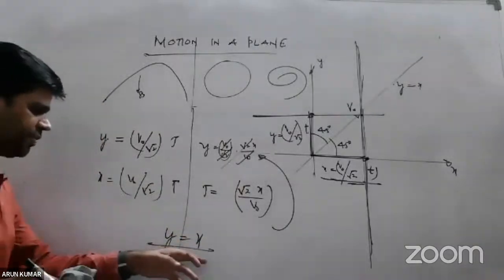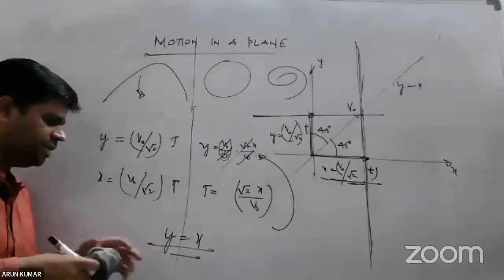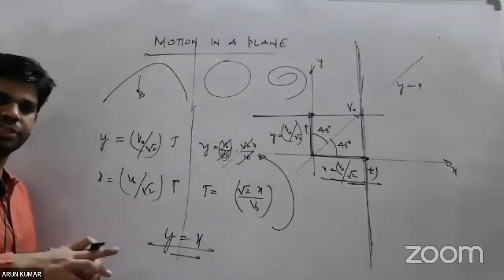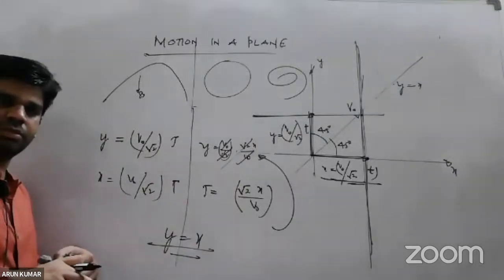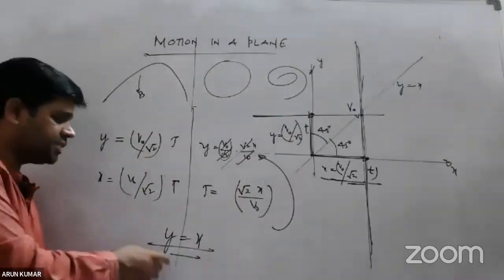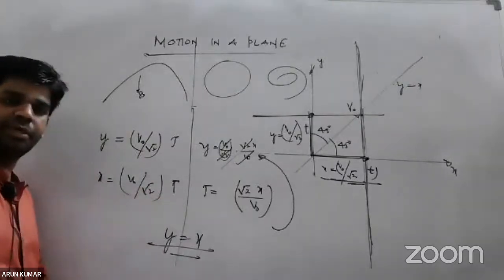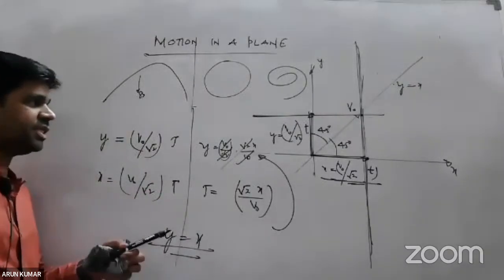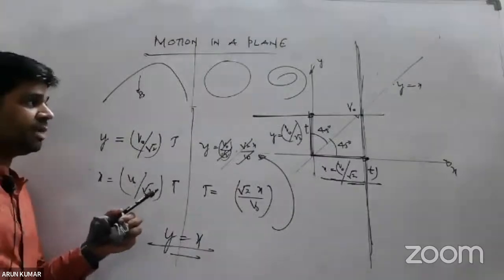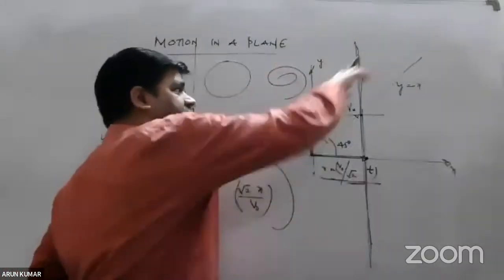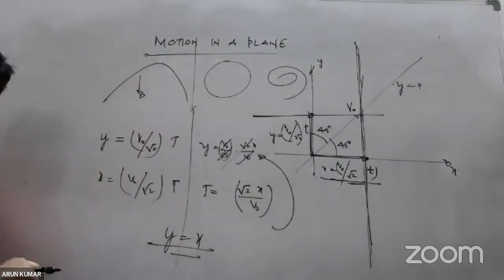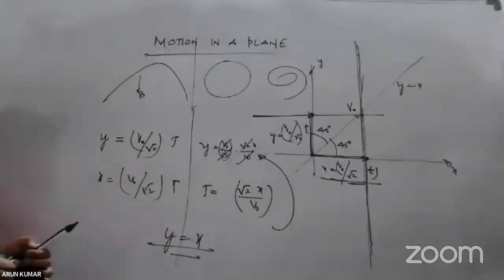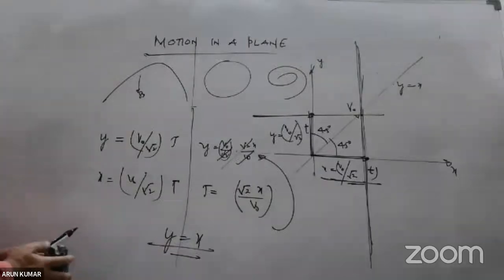This is a relation between y and x. So this is the locus of the particle. I got the locus. What is locus? You'll get an equation. Now this is the equation along which the particle is moving. So if we draw the equation, how will it look? Y is equal to x. So my particle is moving along this straight line.